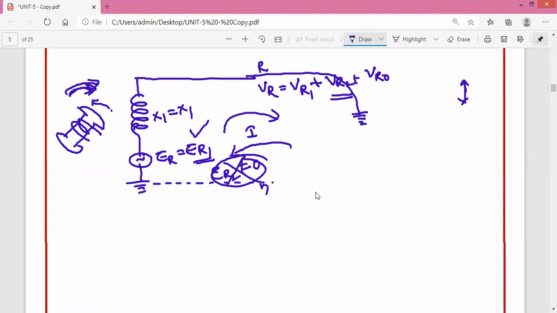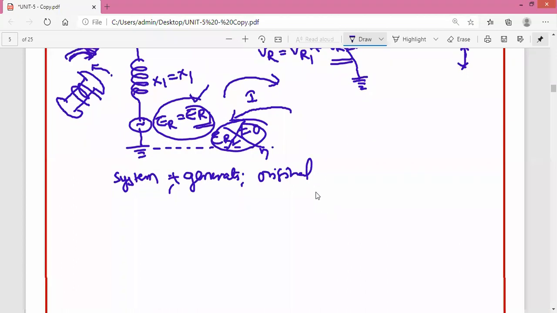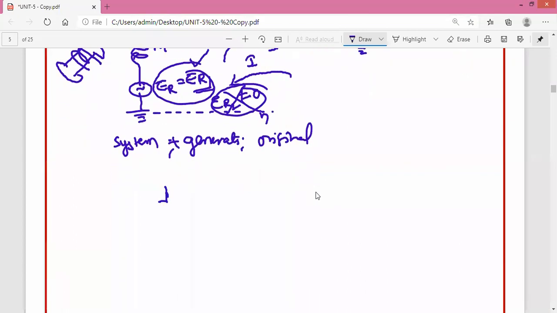Just now we have discussed, positive sequence components are nothing but system components, or generated sequence, or original sequence. So positive sequence means only generated sequence. There is no negative sequence generated. So what happens when there is no negative sequence component generation?